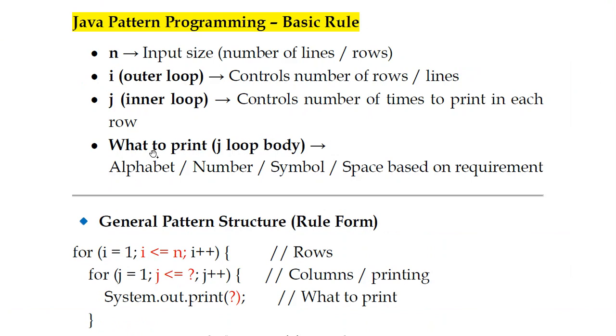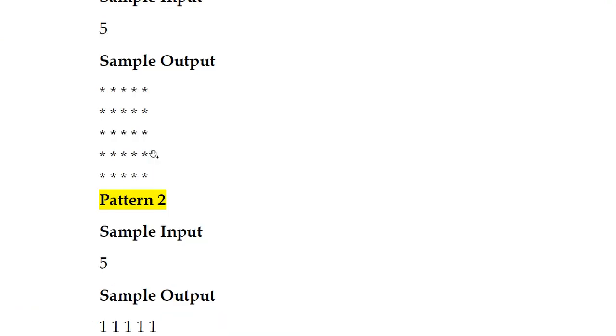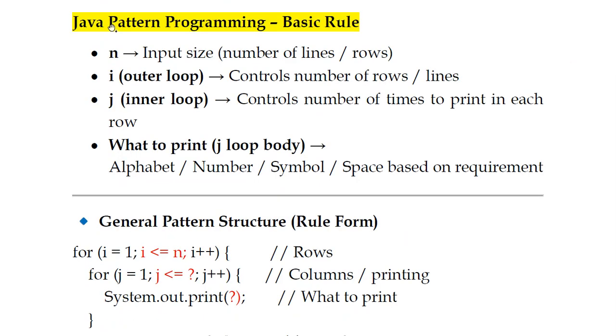Before getting to today's session, I'll give you a quick recap about our previous session because it's the basic rule. If you are clear with this, you can solve any kind of pattern program. So three variables decide your pattern programs. What are they? The n variable determines the input size. So what's your limit, what's your endpoint? That is decided by the n variable.